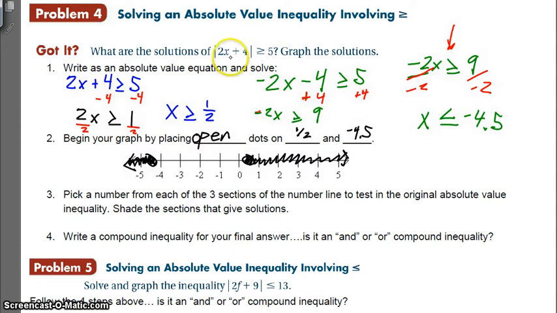Choose a number from in here. -2 works. -2, plug it in, that gives me -4. -4 plus 4 is 0. Is 0 greater than or equal to 5? No, which is why that is not shaded.